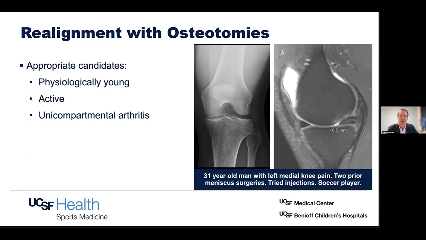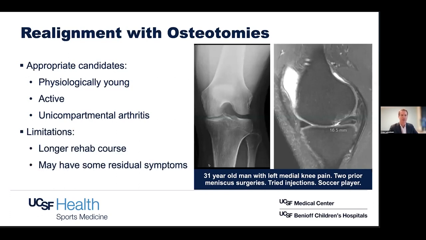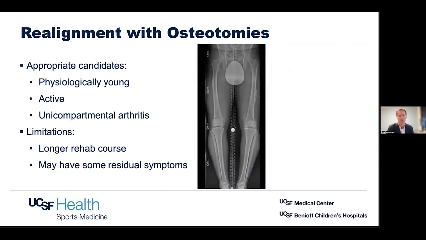Has had previous meniscus surgery, has a large cartilage defect. And he's having trouble walking, daily activities, played soccer at a high level, but his life is quite limited. So he's young, he's active, unicompartmental arthritis, his outside part's totally normal. The hard part is the osteotomy is a longer rehab course and then can still have some residual symptoms. We're not reversing the arthritis, we're not getting rid of it, just offloading it.